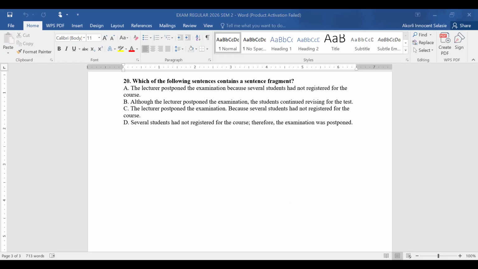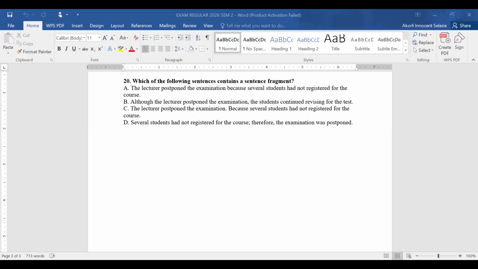Now, those of us who read about sentence fragment, have you come across the information that it is only when there is no verb that a sentence fragment can occur? No, sir.